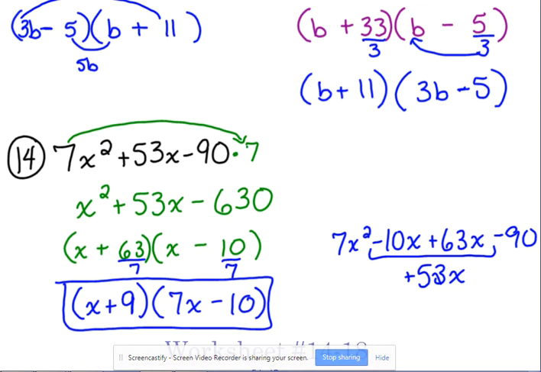So some people think that's easier. Some people think the trial and error is easier. I don't care which method you use, as long as you can factor things like this.